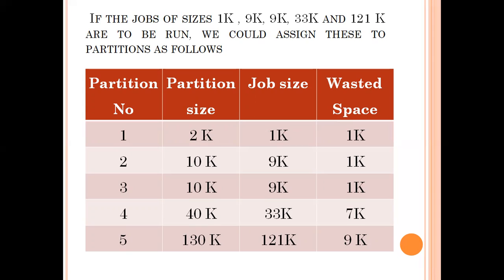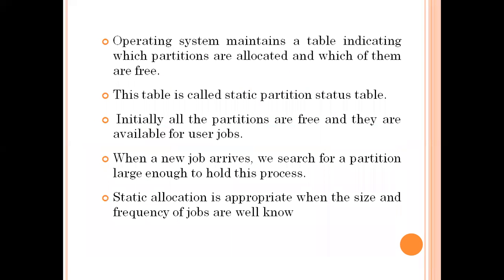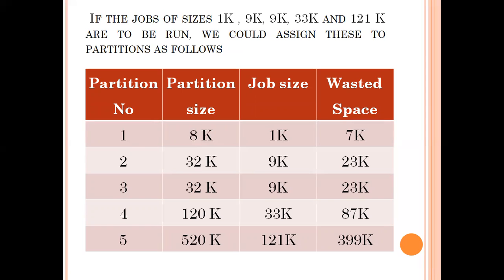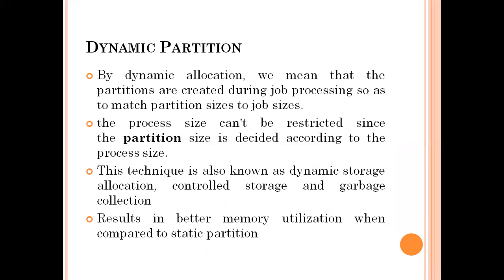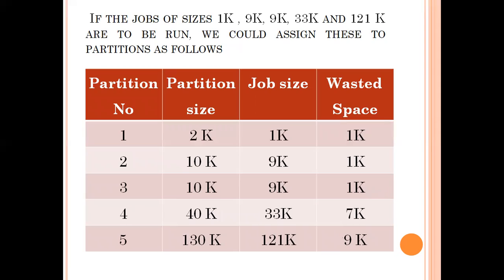So for a job of size 1K, you are allocating a partition of size 2K, which means a maximum of 1K is wasted. In the next partition also 1K is wasted. Next partition also 1K is wasted. In the fourth partition, the job size is 33K, but the partition size is 40K, which means a maximum of 7K is wasted. But when compared to static allocation, see, in the first partition itself 7K is wasted. Here it is 1K wasted. Second partition 23K is wasted. Here 1K is wasted. So altogether the wastage will be very, very less in dynamic partition when compared to static partition.